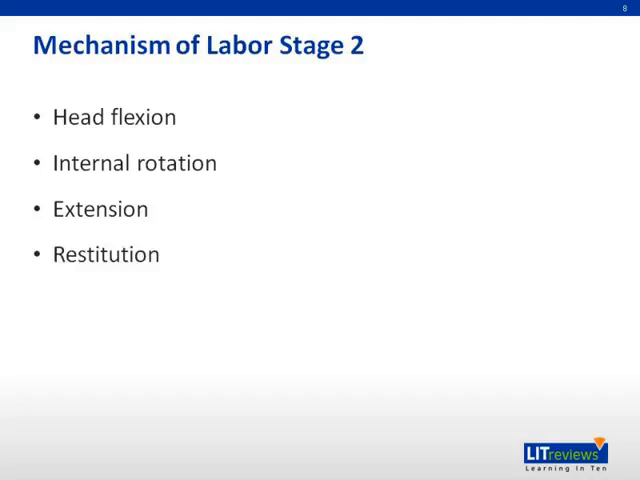Restitution. The fetal head rotates back to be in line with the shoulders. Lastly, delivery of the fetal shoulders. The anterior shoulder is delivered first via posterior traction of the fetal head. The posterior shoulder is then delivered by lifting the fetal head anteriorly over the perineum.